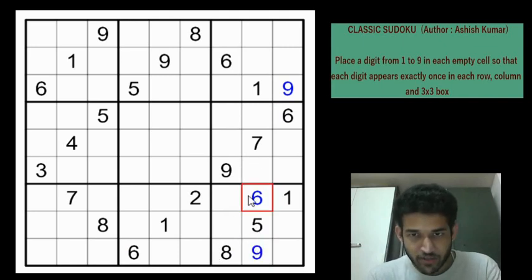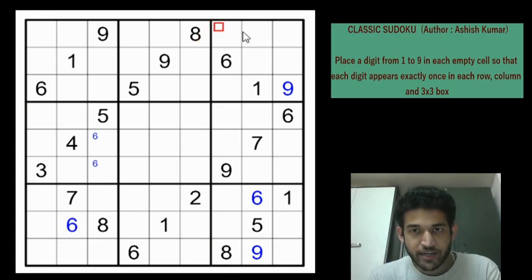So we have a 6 in row 7, a 6 in row 9, which means 6 in box 7 will go into one of these two cells, but 6 is in column 1, so we can place our 6 here. And 6 is here and 6 is here, so 6 in box 4 must go into one of these two cells. We can just notate them.